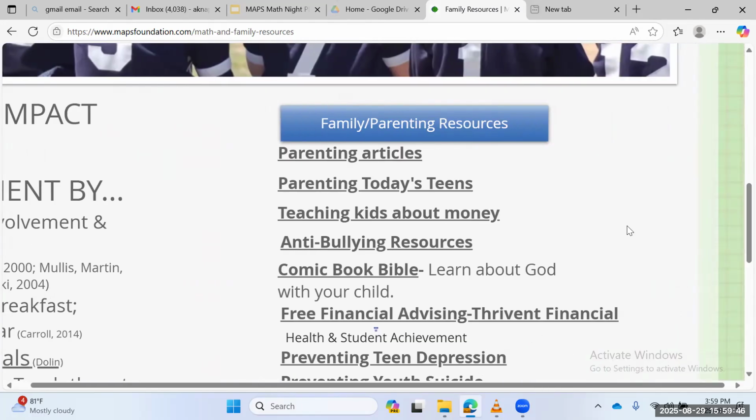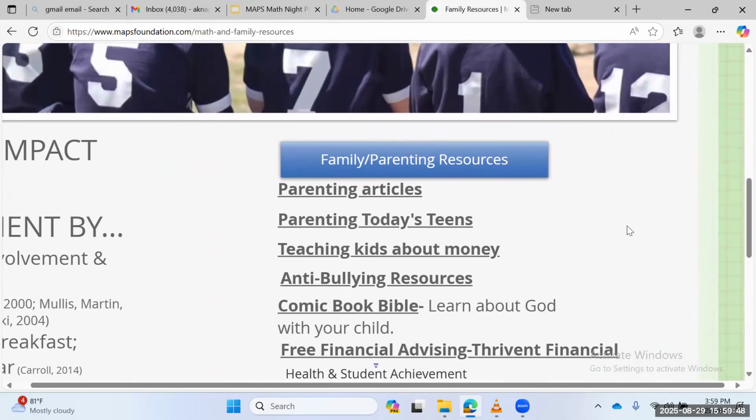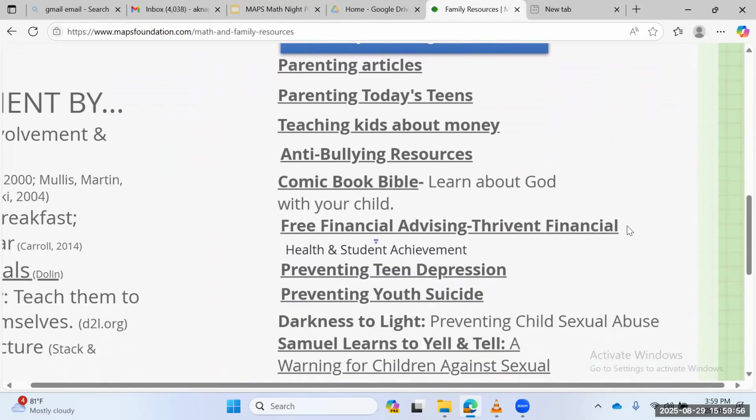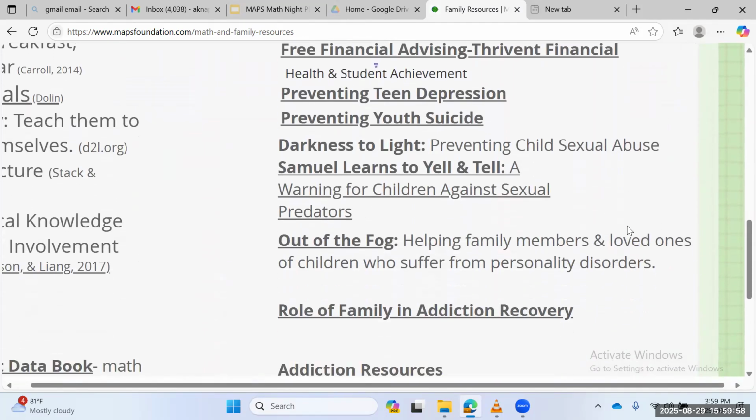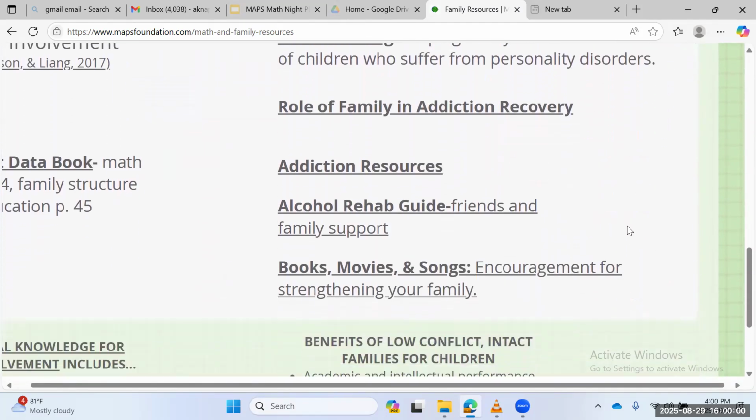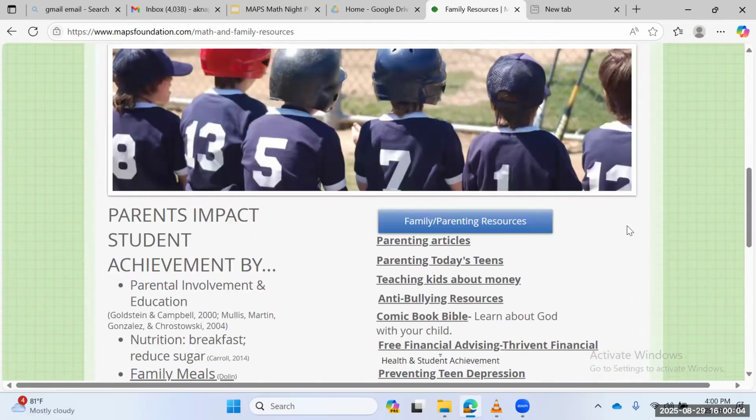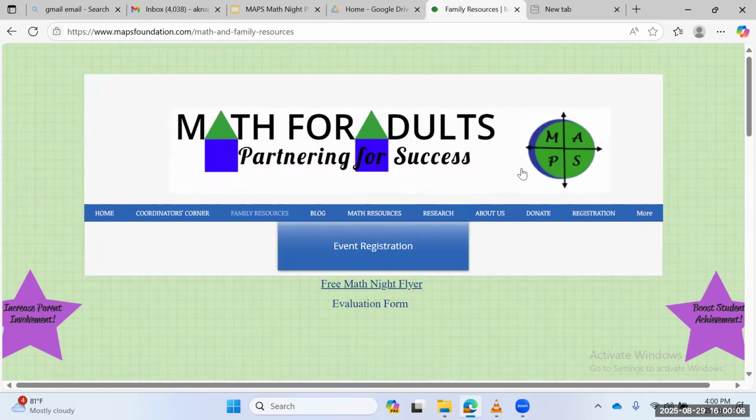So here are just some parenting resources that we have available for you at the mapsfoundation.com website, whether it's parenting articles, articles about teens, even some financial information. So we hope that you'll peruse this and look at some things that could be helpful for you and your family. Now look what else we have available for you.